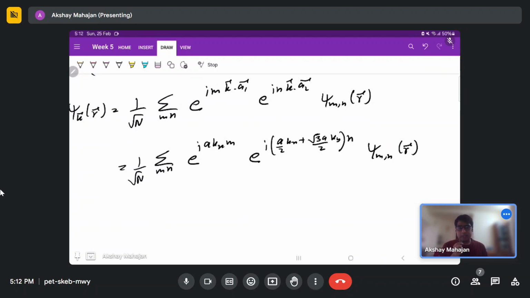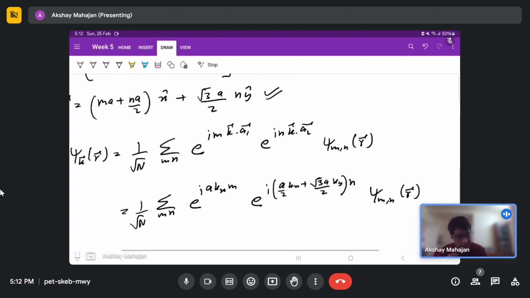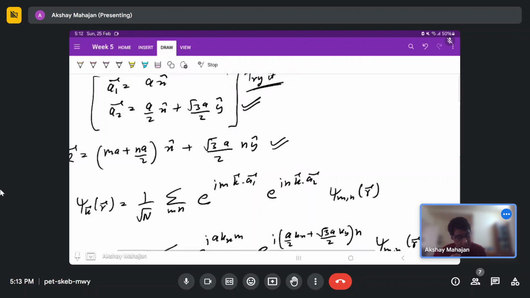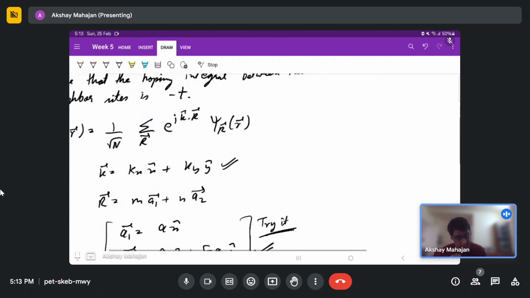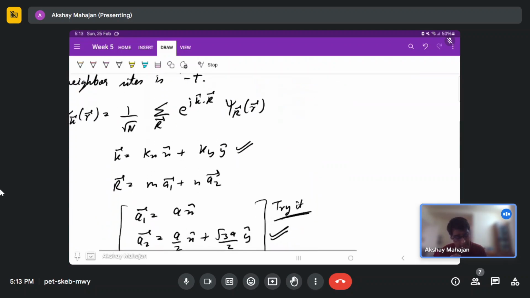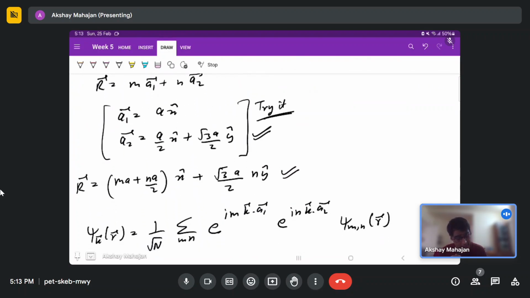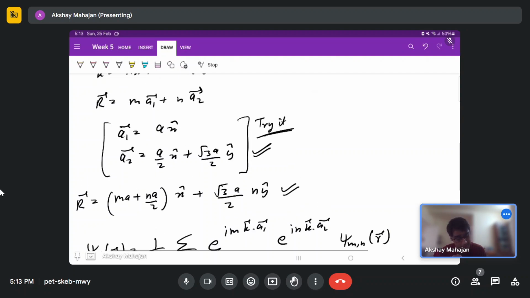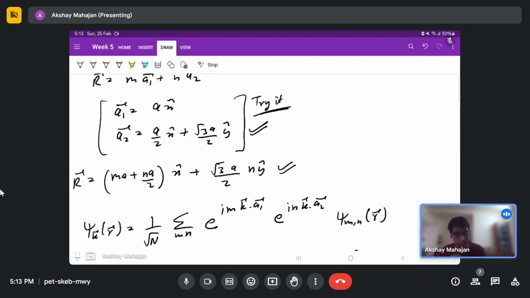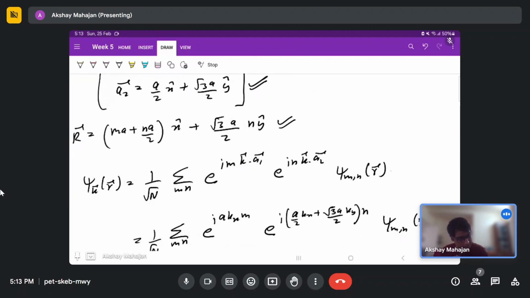Any doubt at this point? Okay, this is clear, right? I have just written k vector dot a1 vector, because m times k vector dot a1 vector comes from k vector dot r vector. R vector is m times a1 vector plus n times e2 vector, so this will become e to the power iota m k vector dot a1 vector plus e to the power iota n k vector dot e2 vector. So this will be a more general formula.